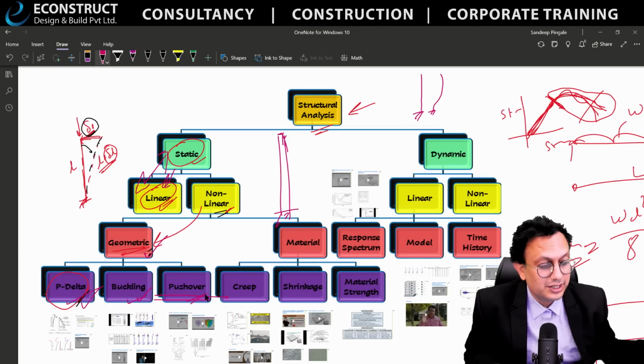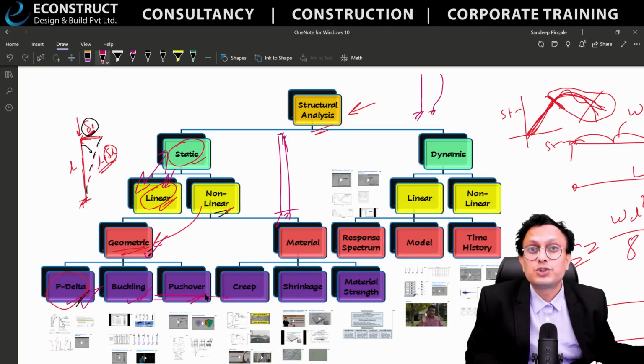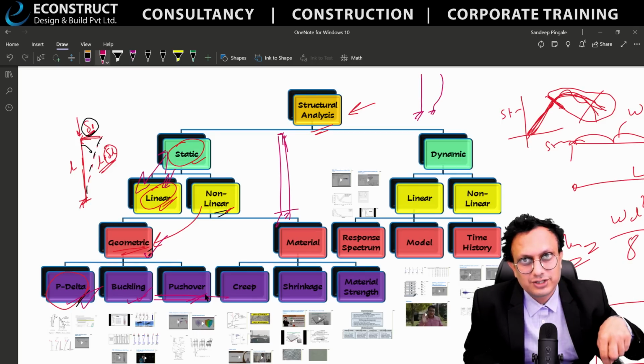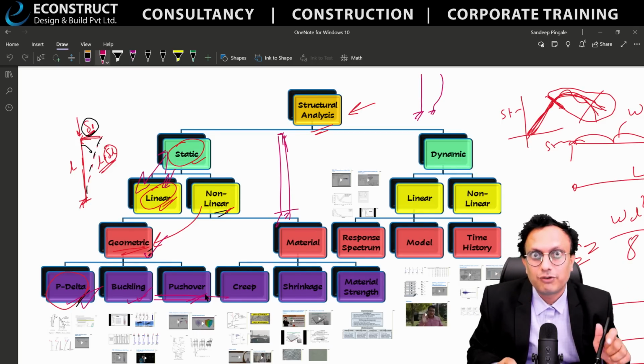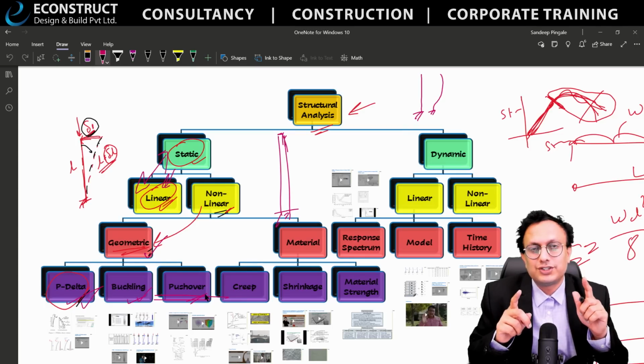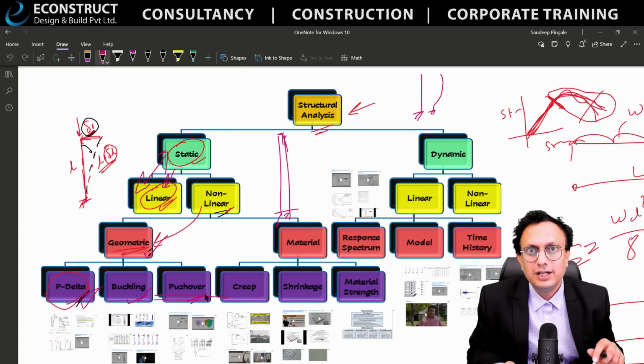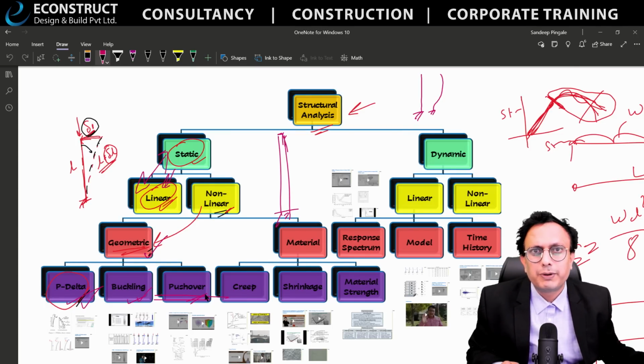Pushover analysis is generally used for buildings to find out the performance of the structure. Please understand. Now, what do you mean by performance of the structure?